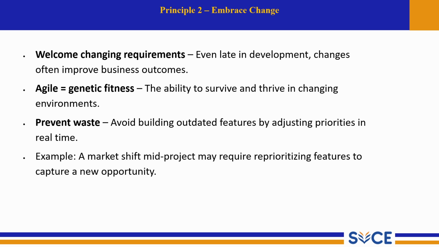It prevents waste. Avoid building outdated features by adjusting the priorities in real time. If requirements change but the teams continue developing the old features, it results in wasted time, effort and money. Agile prevents this by regularly reprioritizing work. Teams focus only on what is currently valuable to the customer.